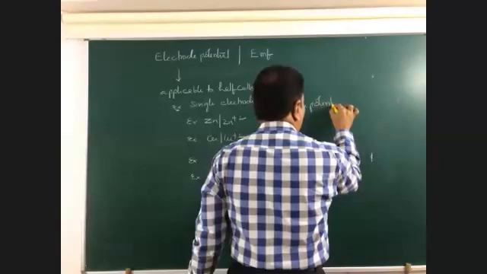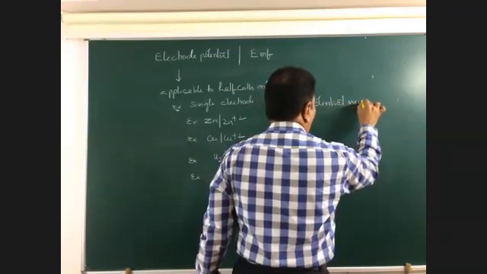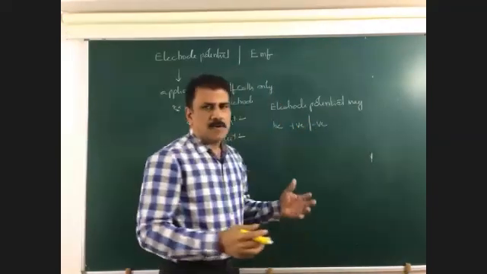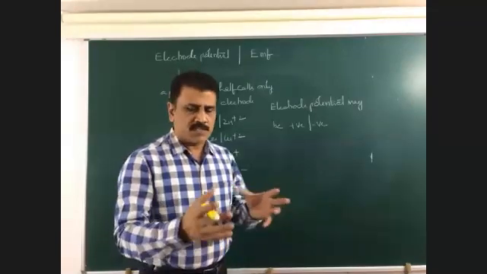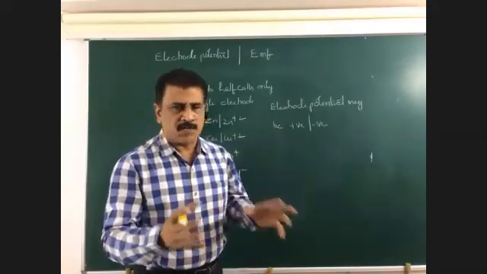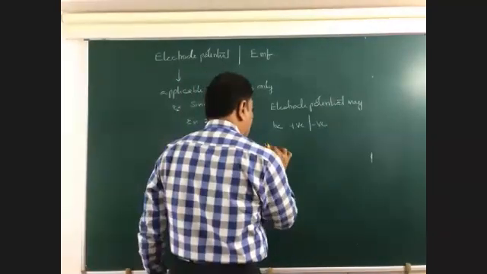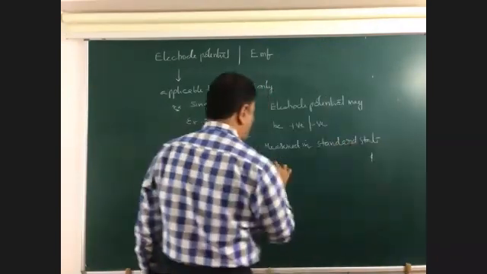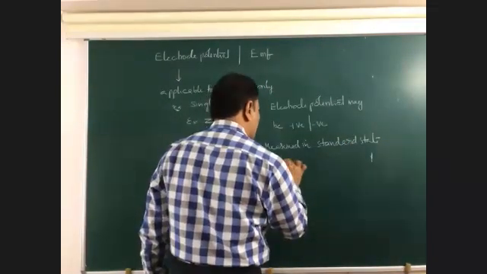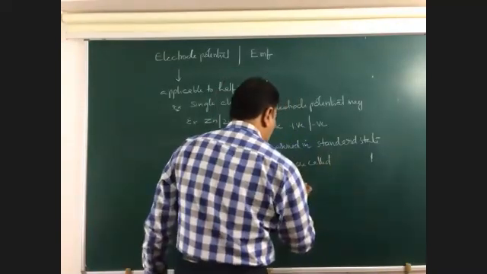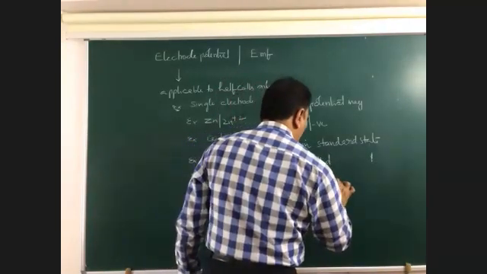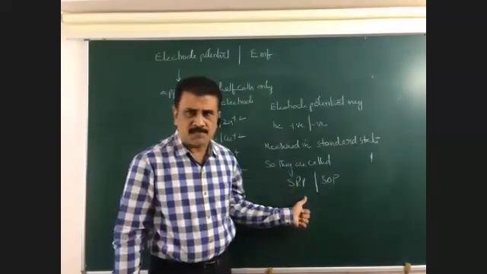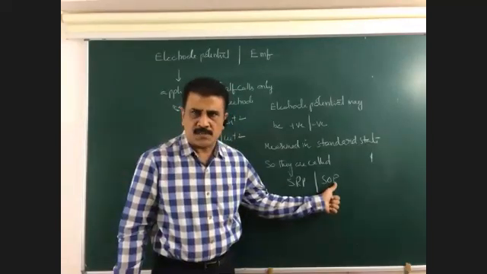Electrode potentials may be positive or negative. And to define these electrode potentials, we consider a particular standard hydrogen electrode potential. I'll tell you later. Measured in standard state, so they are called SRP or SOP: SRP, standard reduction potential, and SOP, standard oxidation potential.